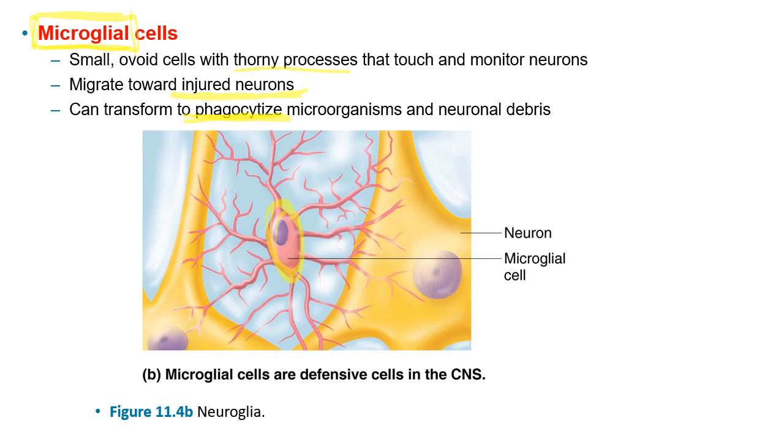All right, so these microglial cells are really taking up the function of the immune system in the brain. Okay, everybody clear with that? Very, very important cells.